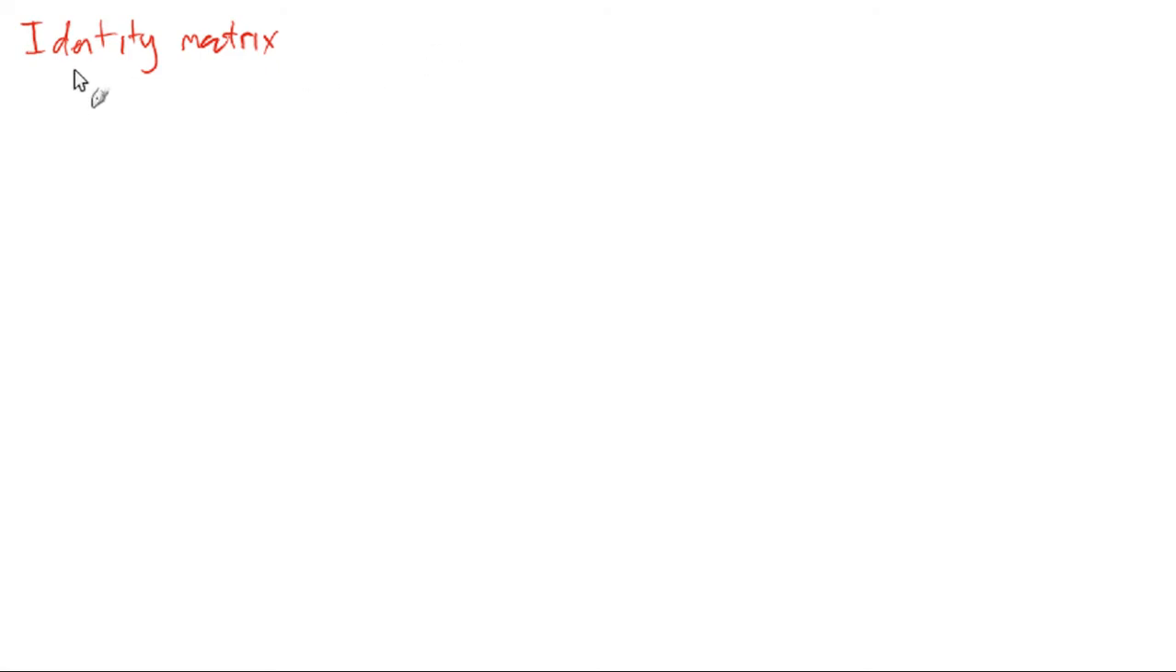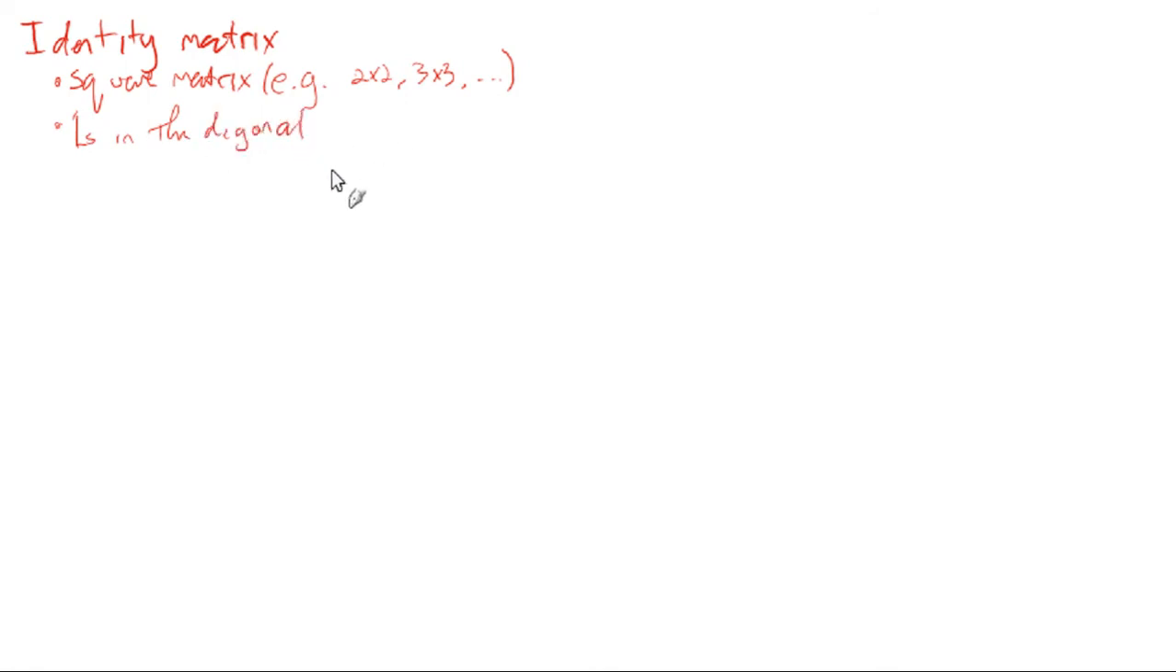So the identity matrix, let's list some things about it. It's a square matrix. It could be a 2 by 2, 3 by 3, 4 by 4, and so on. Any square matrix has the same rows as it does columns. It has ones in the diagonal.